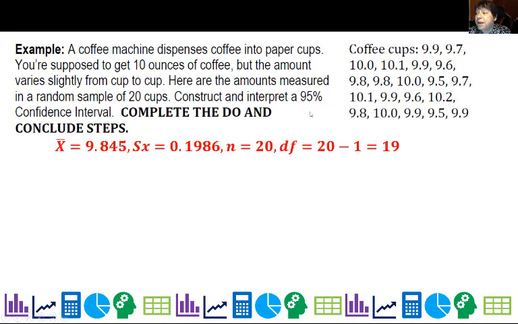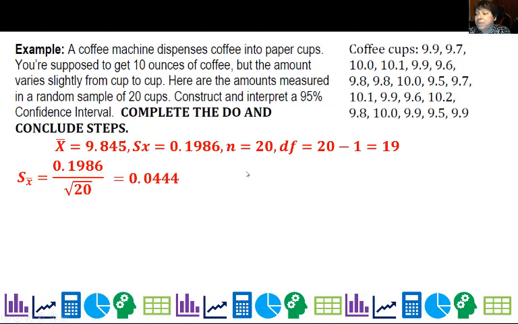I have my x bar. What I did is I entered all this data in a list in the table. So I put it in list 1, and then I ran 1-Var Stats on that list. I have my mean is 9.845. My standard deviation for my sample is 0.1986. Sample size is 20. My degrees of freedom, I went ahead and calculated that as 19. I can calculate the standard error for the mean. Notice how I have x bar here instead of just x. And I get 0.044. All right.